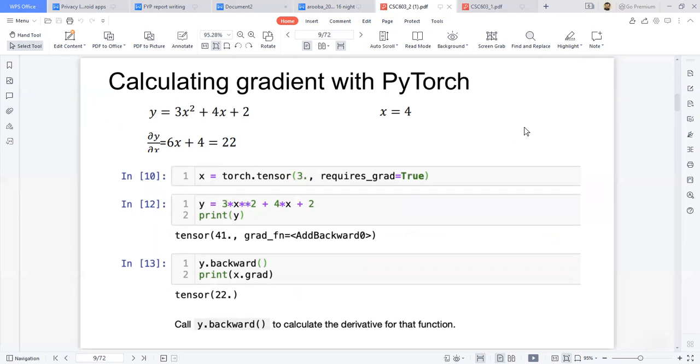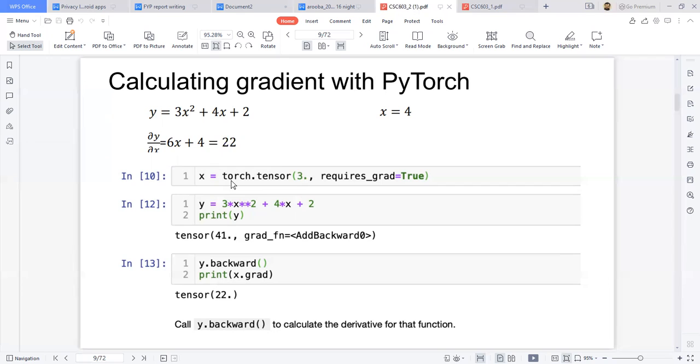Okay, so calculating gradient with PyTorch. This is the code of that. So 3x squared plus 4x plus 2. This is the way you can apply it with x, with the curly d notation, the partial derivative with respect to x. We know that it will be 6x plus 4 plus 0. Here x should be 3, but they put 4. If it were 3, then 6 times 3 is 18, plus 4 is 22.